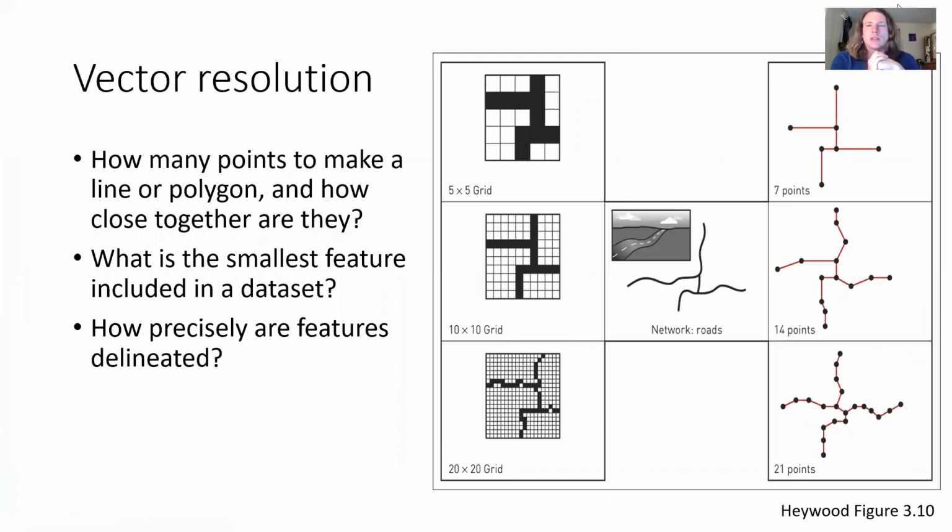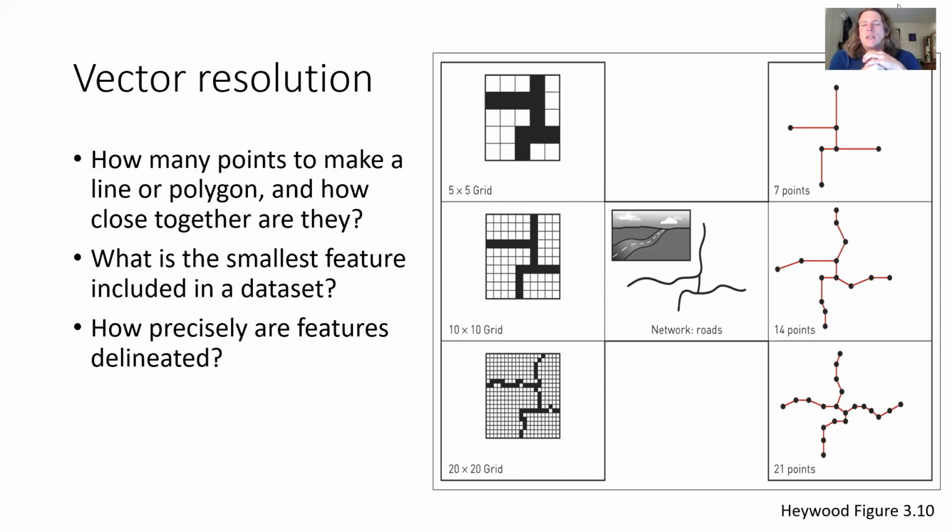Now, vector data also has resolution, although it's not necessarily dictated by something like the capacity of a sensor, for instance. Instead, it's how many points we are using to represent a line or a polygon. And so the resolution is essentially determined by the smallest feature included in the data set and how precisely the features are delineated. So unlike raster data, where we can use just one number, the cell size, to describe the resolution, it's a little more abstract to talk about the resolution of a vector data set.